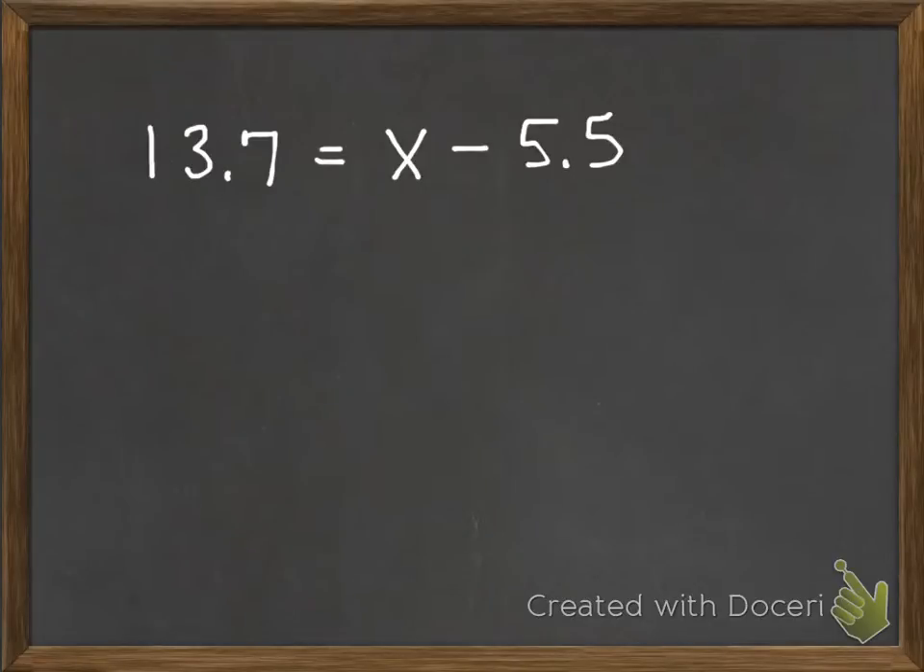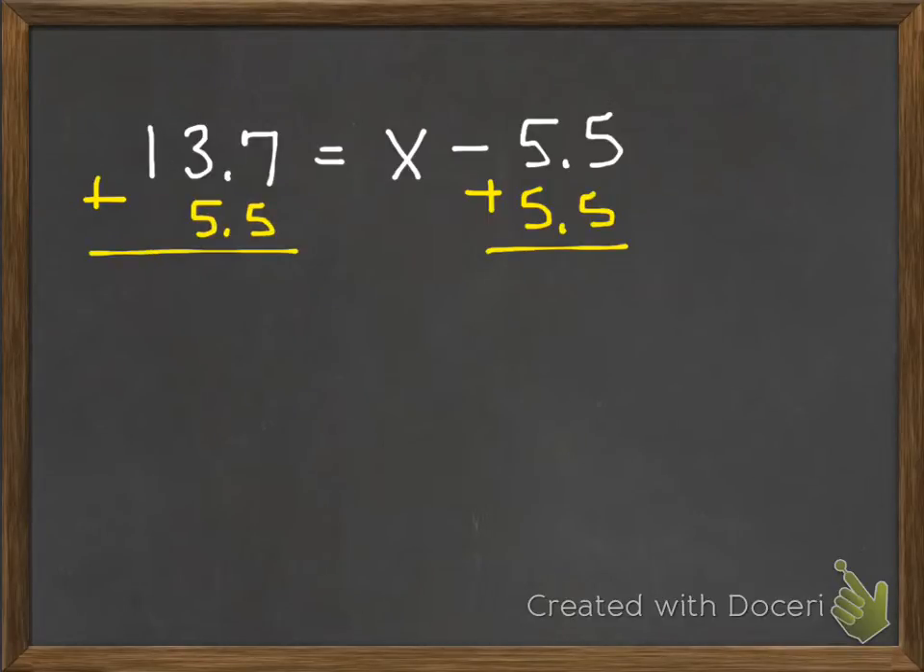So for this problem, we have 13.7 equals x minus 5.5. So when you ask yourself, what's the variable? Well, the variable is x. What's being done to x? Well, 5.5 is being subtracted from x. So in order to undo that, we need to add 5.5. And remember, whatever we do to one side, we do to the other. And because we're working with decimals, we make sure to line up our decimal. So now we can cross that out.